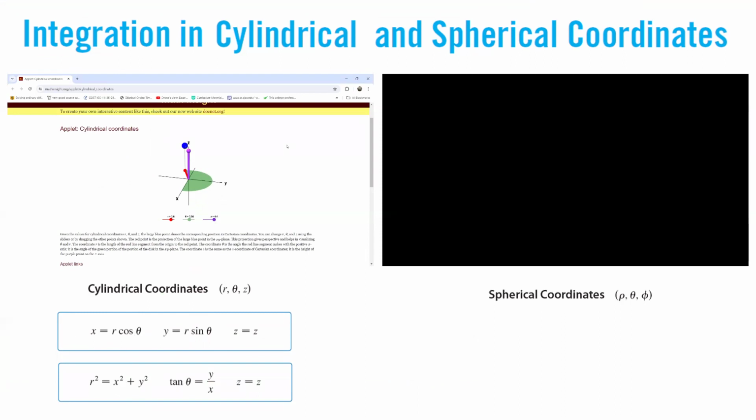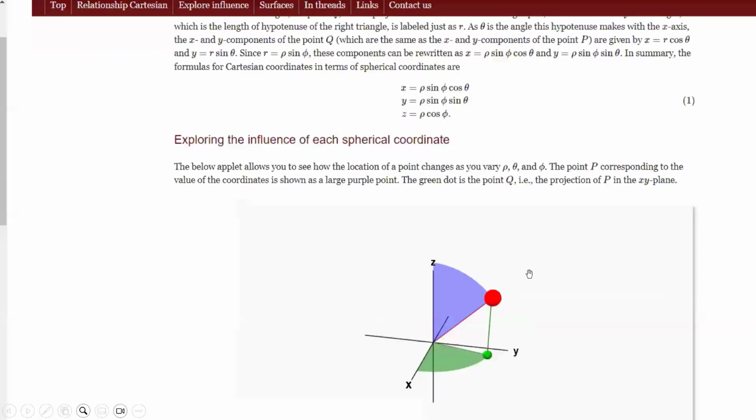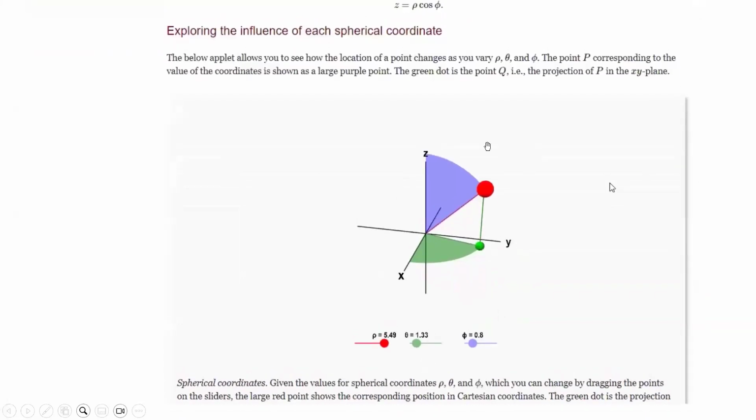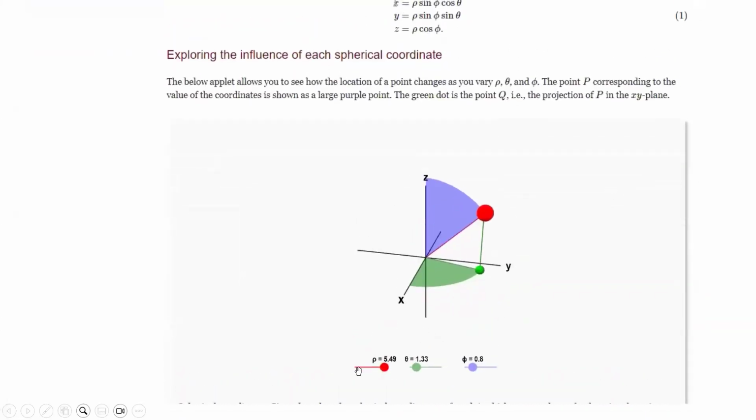Another coordinate system is the spherical coordinate system. In the spherical coordinate system, you have a point in space. You have three elements: rho, theta, and phi. Rho is the distance between the point and the origin in space. The minimum value it takes is 0. Theta is the reflection of the point in the xy plane, and as you can see, it can have a complete rotation if you want.